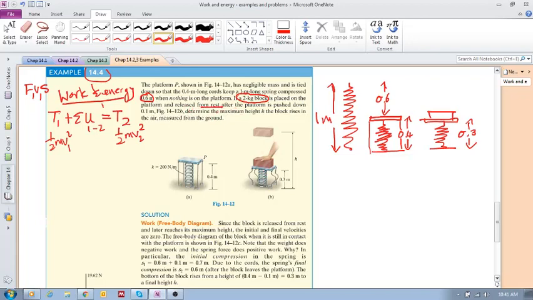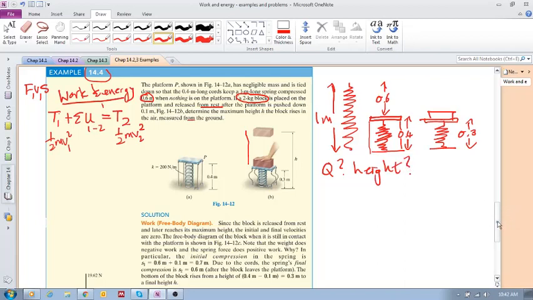Then it says determine the maximum height h that the block rises in the air measured from the ground. So we tie it down like this, we put the brick on, we push it down even further, and we let it go. So it has an initial speed here of 0 because it's from rest, and it goes all the way up to a maximum height here. This height is measured from h. So what is the question? Determine the maximum height.